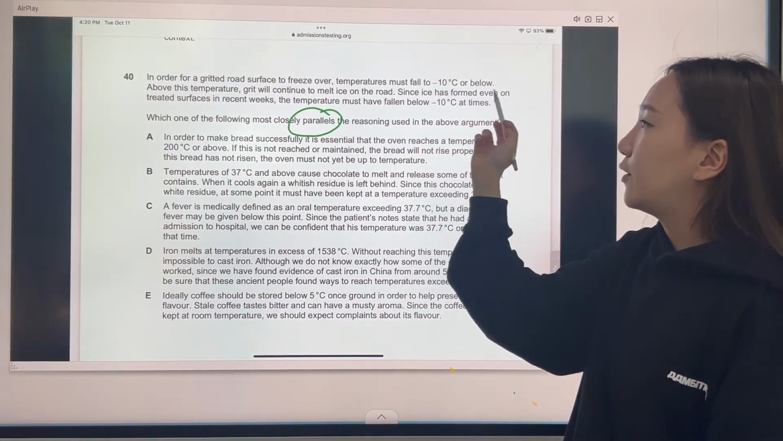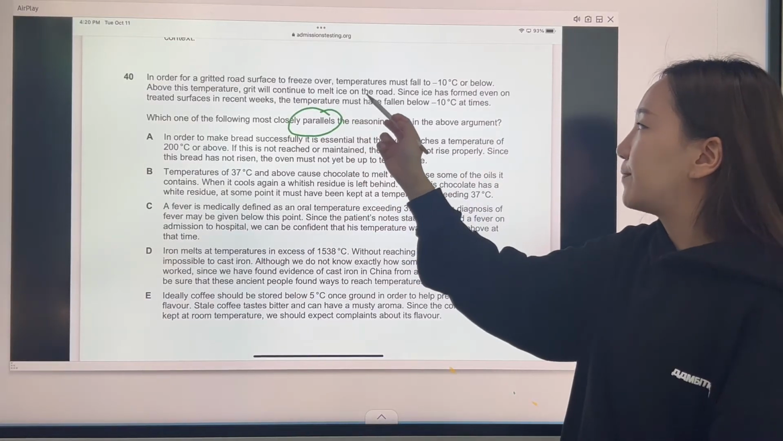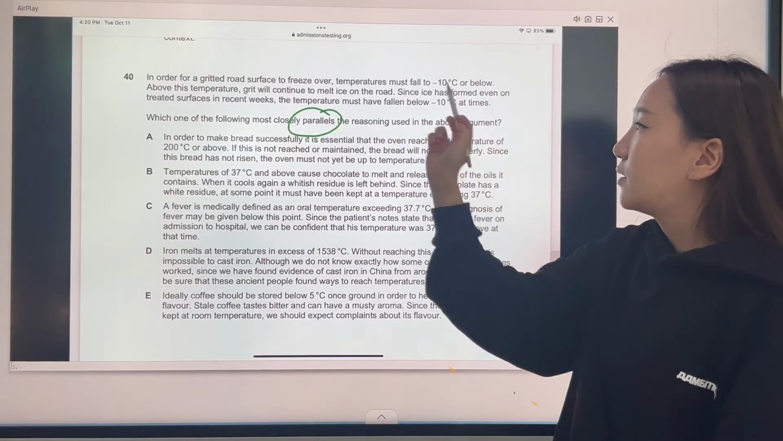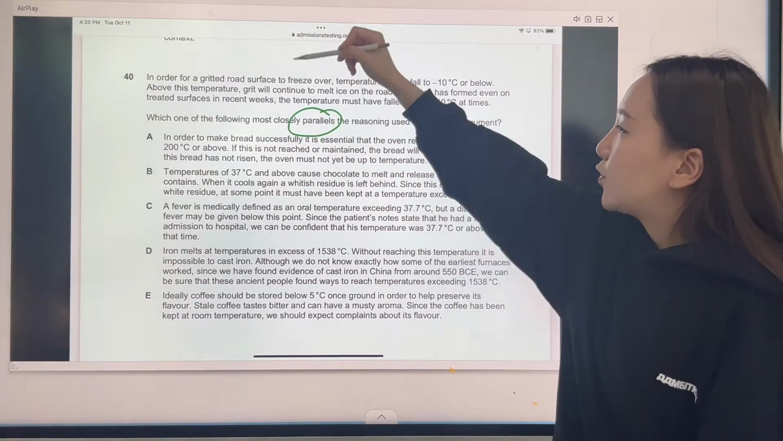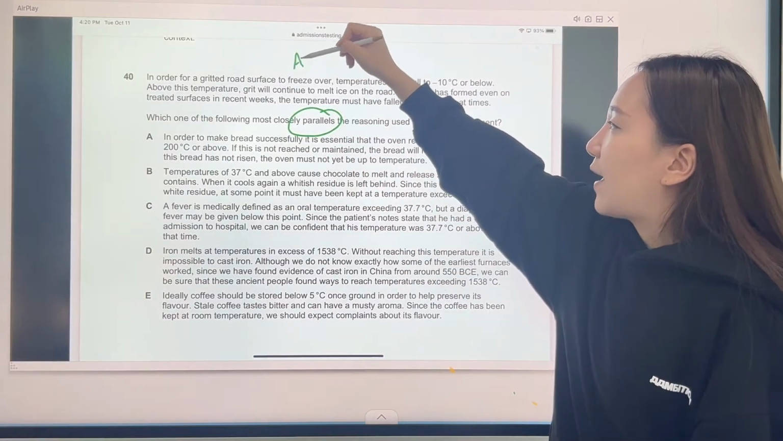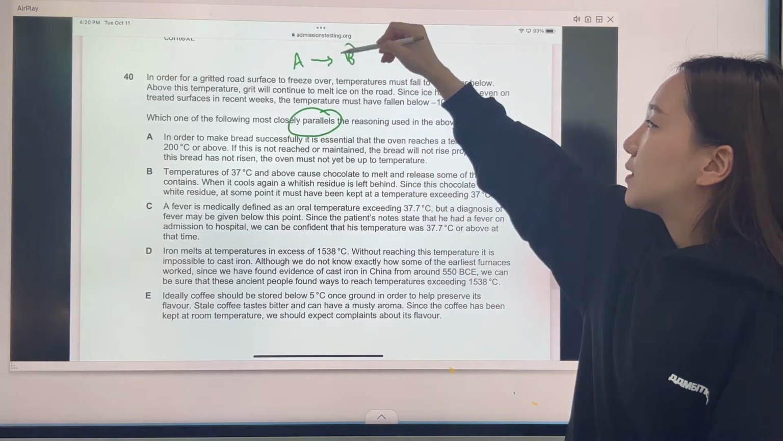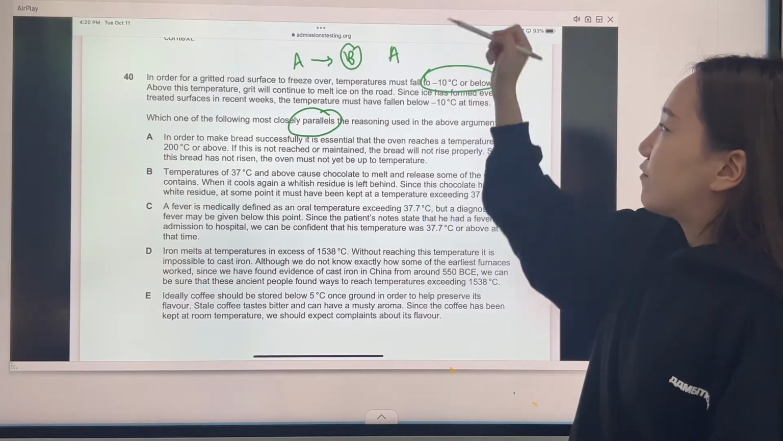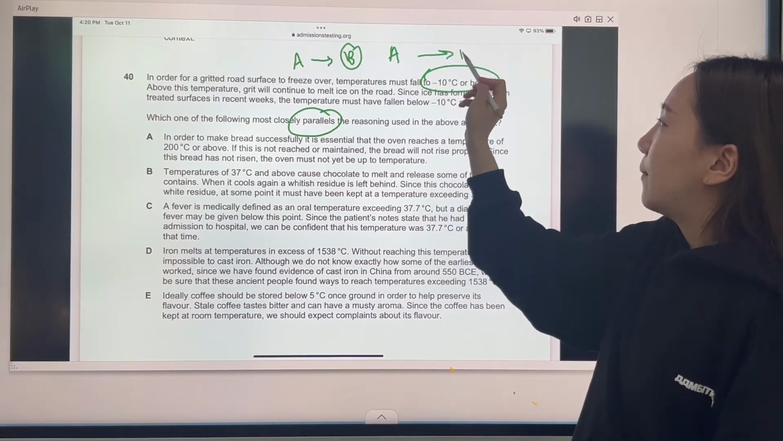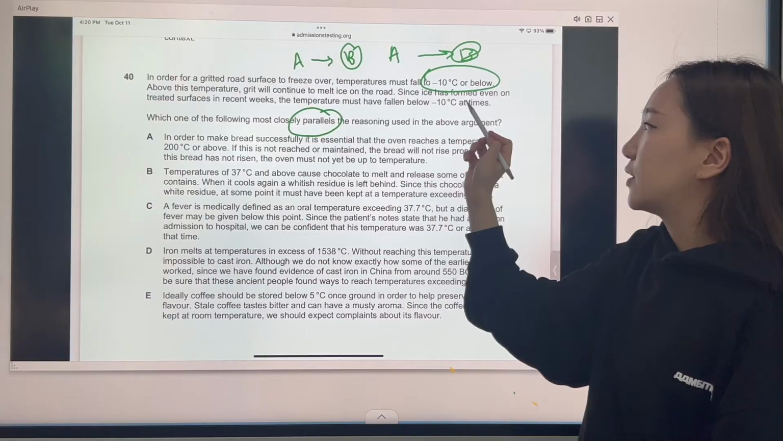So we're saying, in order for a gritted road surface to freeze over, temperatures must fall to -10 or below. Above this temperature, grit will continue to melt. Since ice is formed, even on treated surfaces, the temperature must have fallen below -10. So basically saying, in order for A to take place, B must occur, which is this -10 or below, and A has in fact occurred, therefore B must have at some point happened, okay?